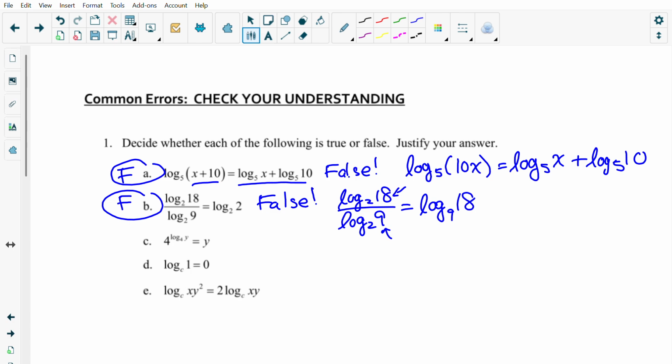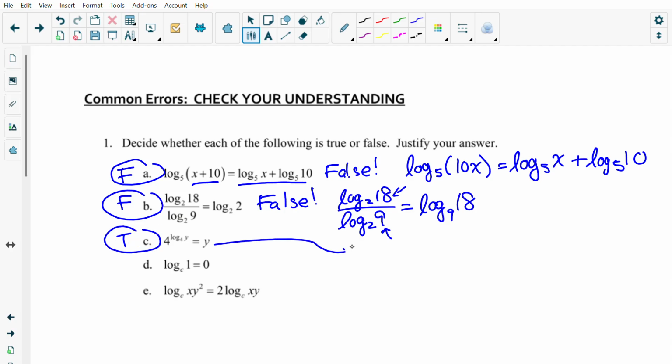Okay. Letter C. 4 raised to the exponent log base 4 of y equals y. Oh, one of these. True or not? Well, let's see. You could convert it to log form and check, or take the logarithm of both sides. Let's do it both ways. So this is true, and we'll prove why.